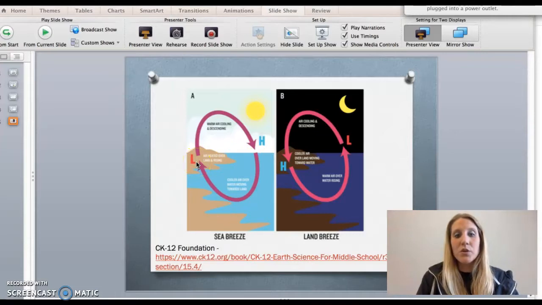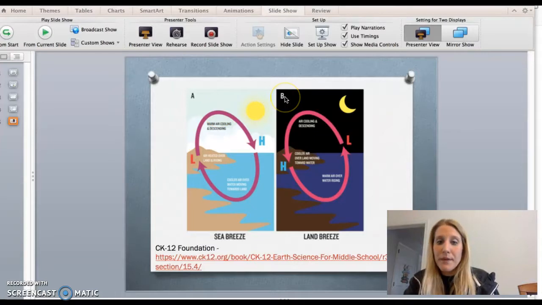These sea breezes will continue as the convection current of hot air rises. Then it will sink once it gets over water. All right. As it continues on, we will have multiple sea breezes produced throughout the day because of the rotating convection current. Now let's take a look at letter B. This is a land breeze. You will notice the convection current switches.